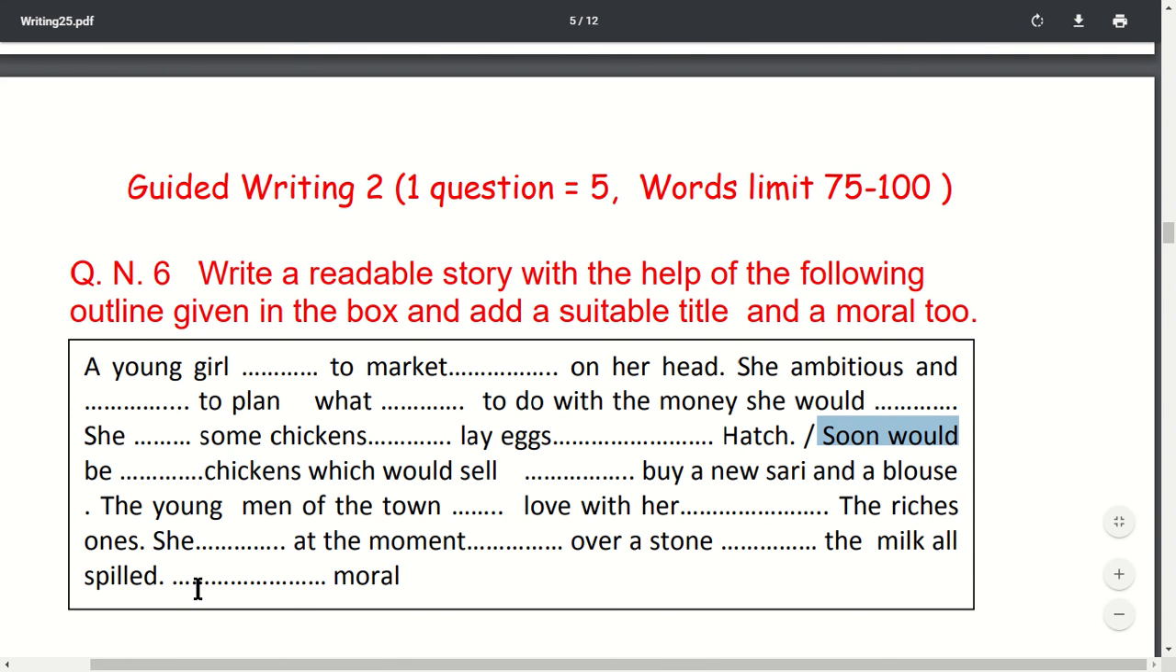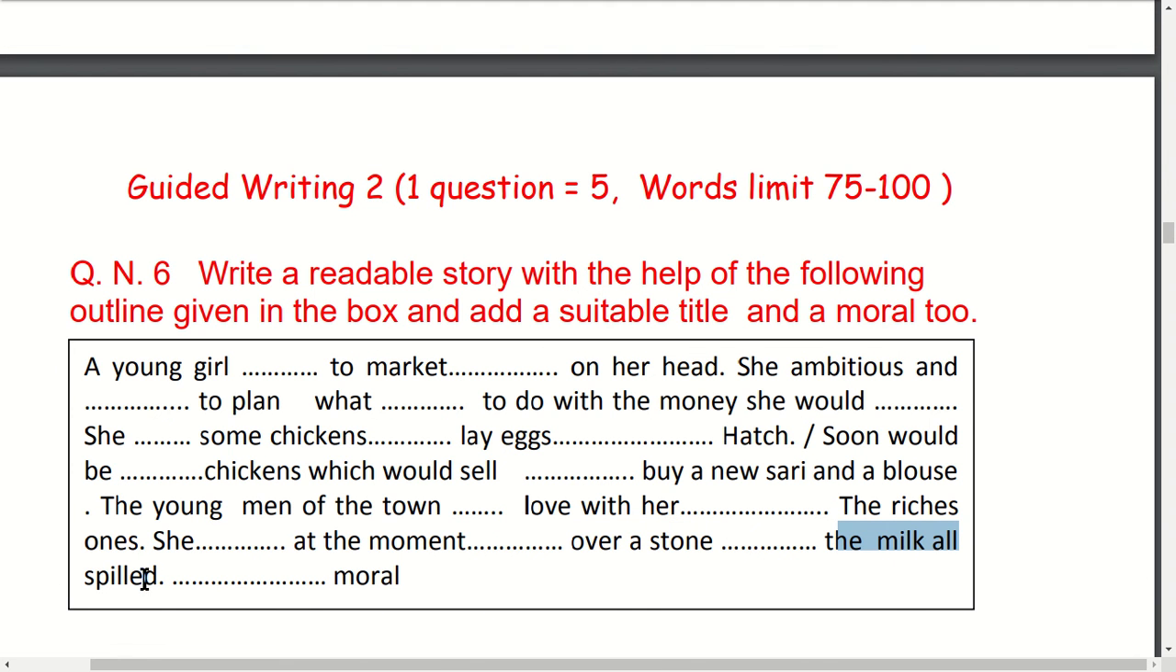and a blouse. What does wearing a new sari and blouse mean? She would seem beautiful. The young men of the town would fall in love with her, the richest ones, not the poor, but the richest ones. She stumbled over a stone, and the milk was all spilled. That is the moral here.